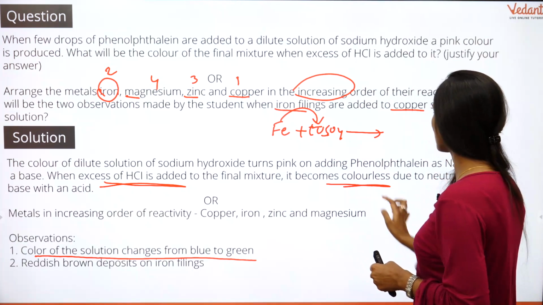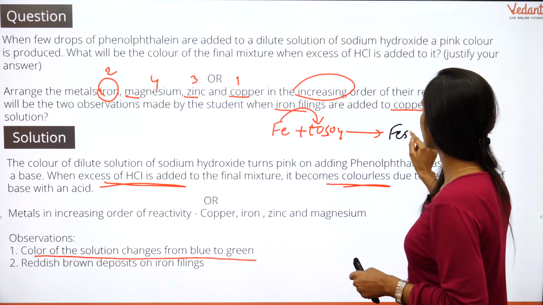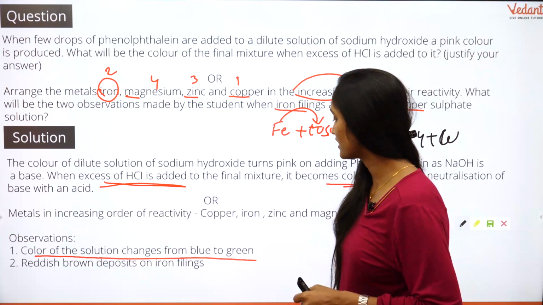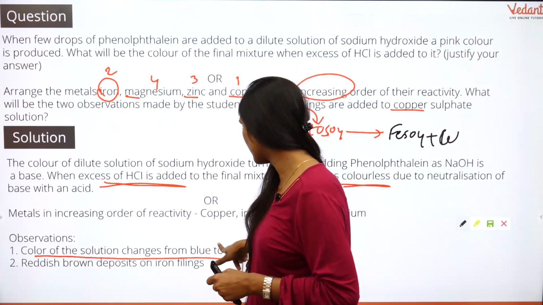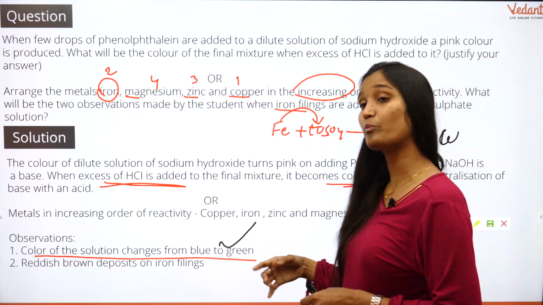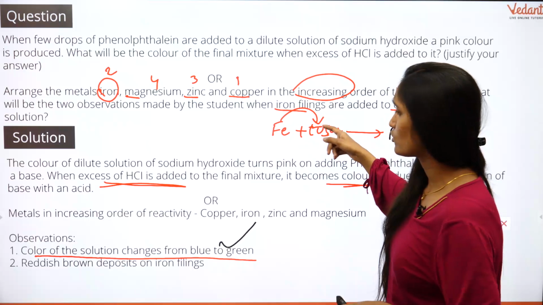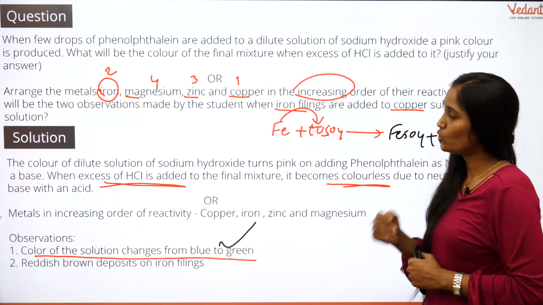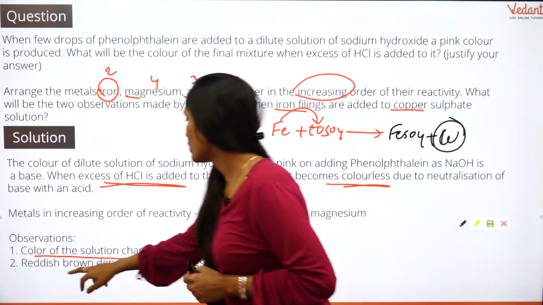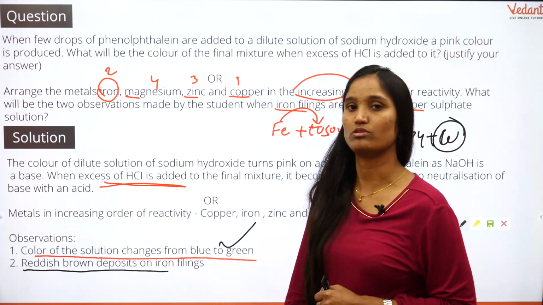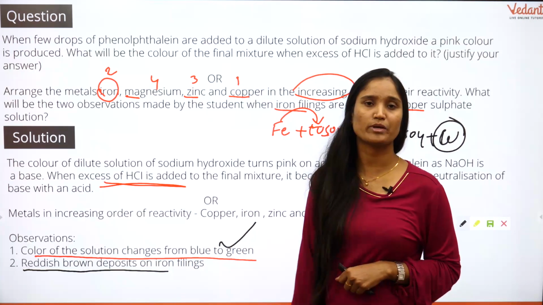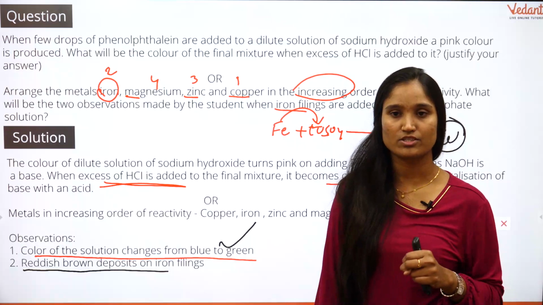Iron occupies the place of copper, leading to the formation of iron sulfate, and along with that you will have copper. This iron sulfate's color is green, so you will see the color of the solution changing to green. To be specific, you can write it as pale green. It changes to pale green. Moving on, what could be the other observation? You will also observe copper being deposited on the iron nails, and the copper's color is reddish brown. So reddish brown deposition occurs on iron nails. In this question they are talking about iron filings, so mention it as iron filings. Only two things. Are we clear?